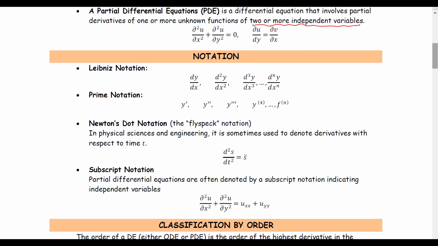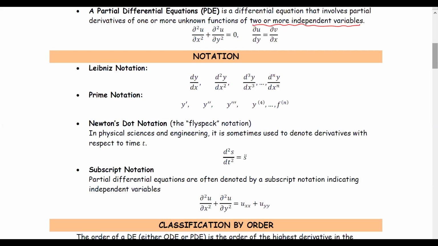For Newton's dot notation, like s with one dot for the first derivative of that quantity with respect to time, s with two dots on top means the second derivative with respect to time of that quantity. They are commonly used in physical science and engineering courses.